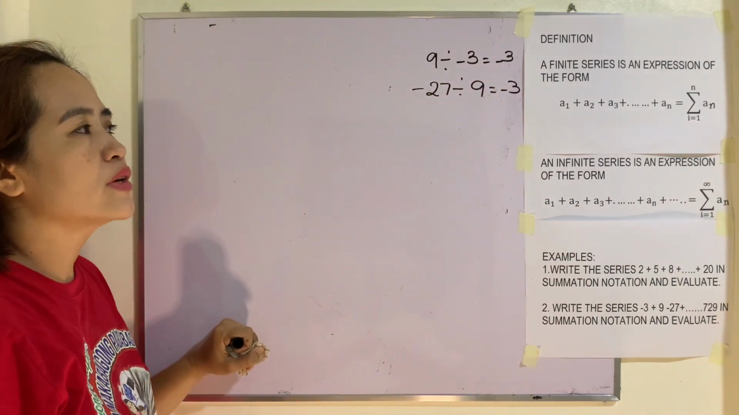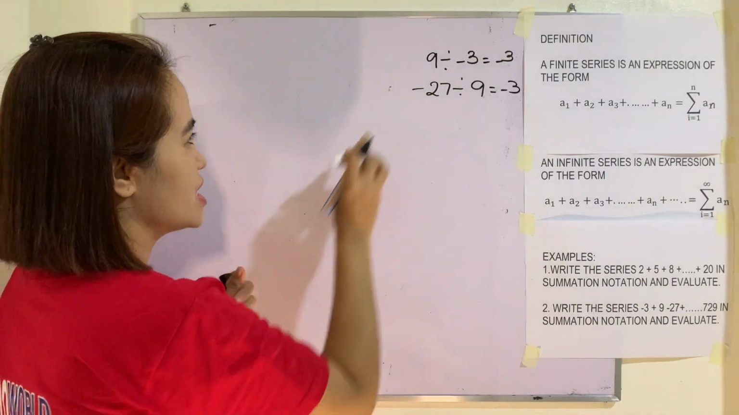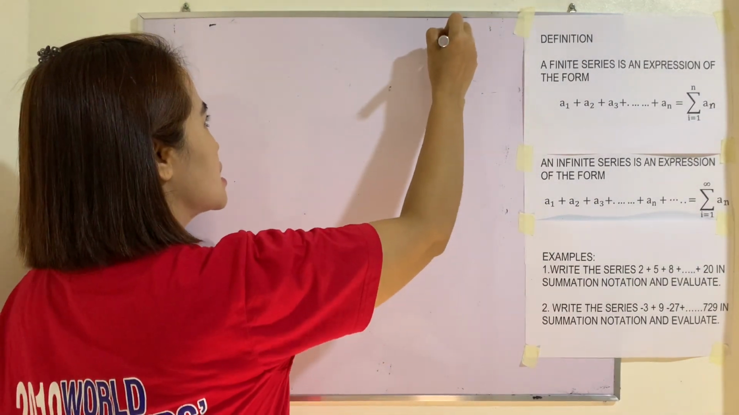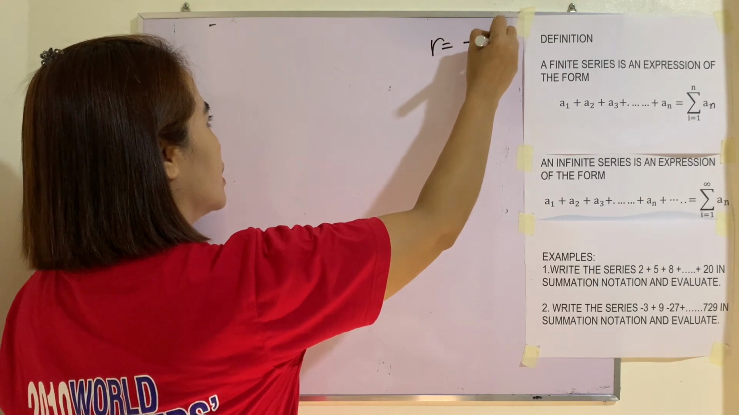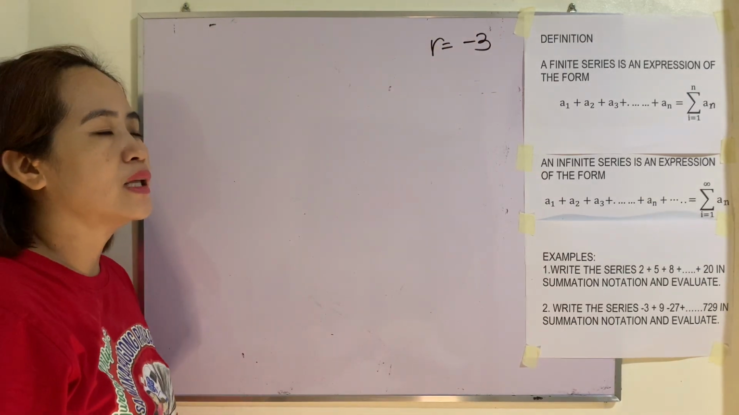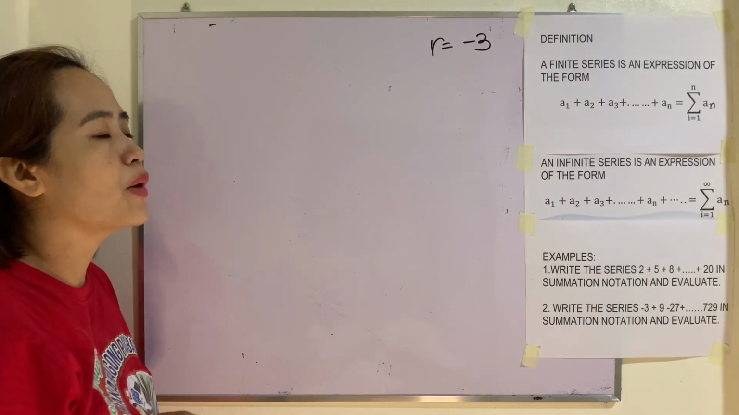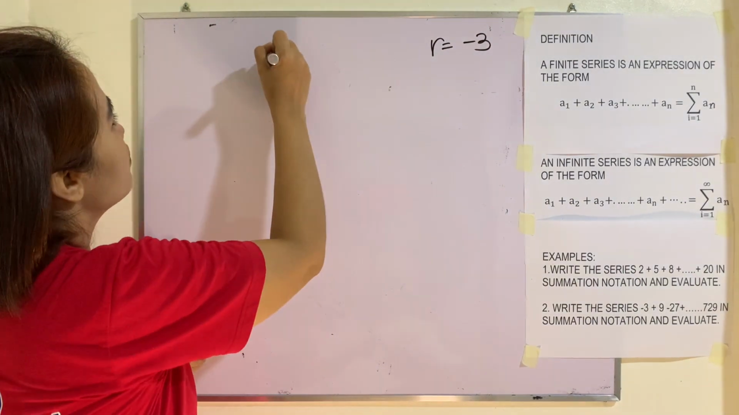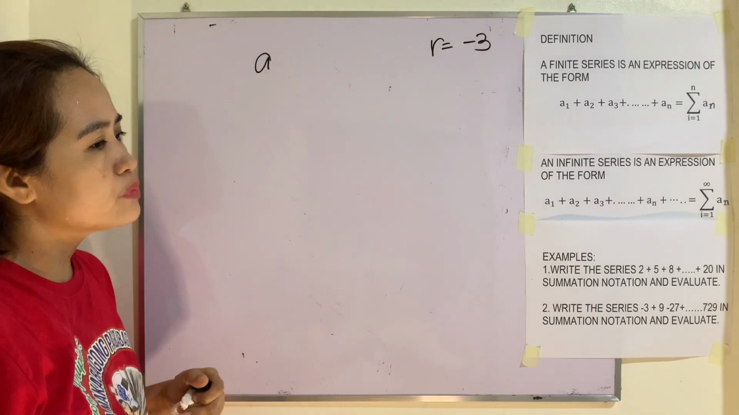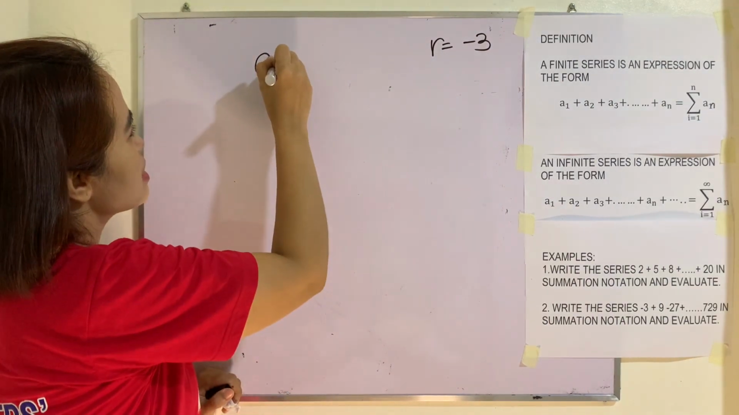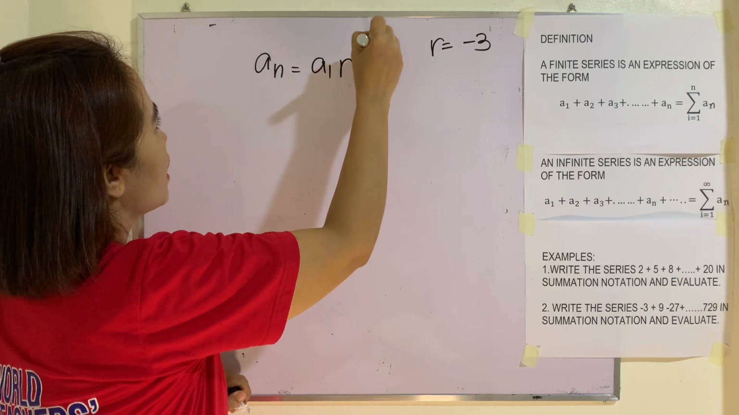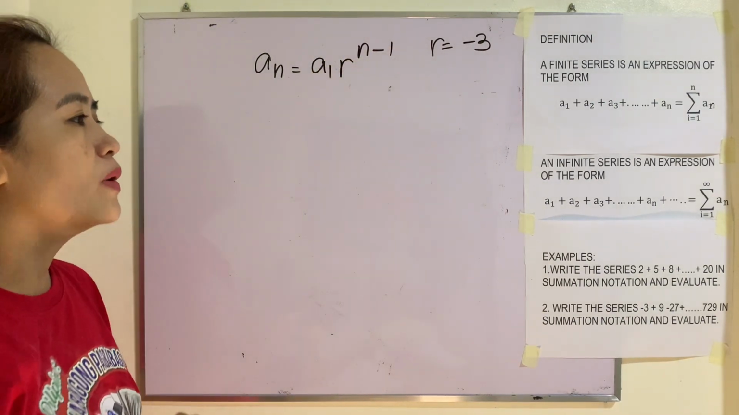So therefore, this one is a geometric series. And the common ratio is negative 3. So I will be assigning the common ratio as R. And this one is the formula for a geometric sequence: a sub n is equal to a sub 1 r raised to n minus 1. This one is the formula.